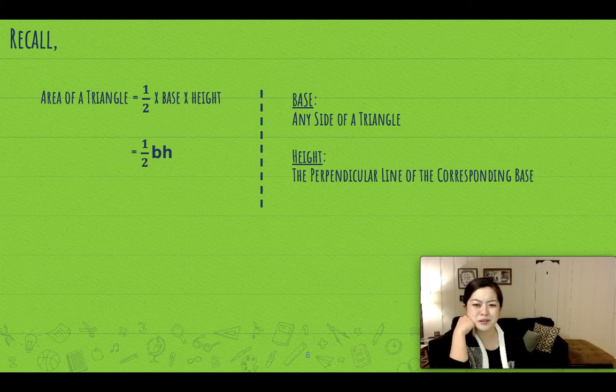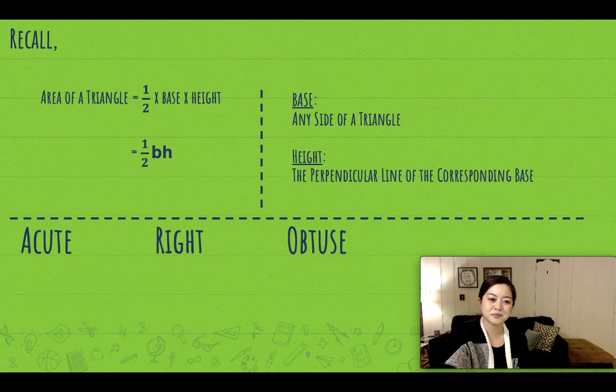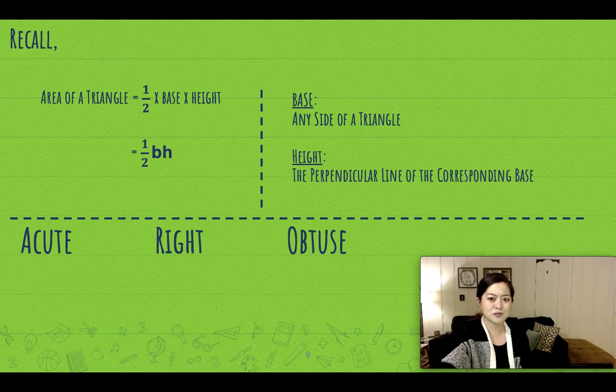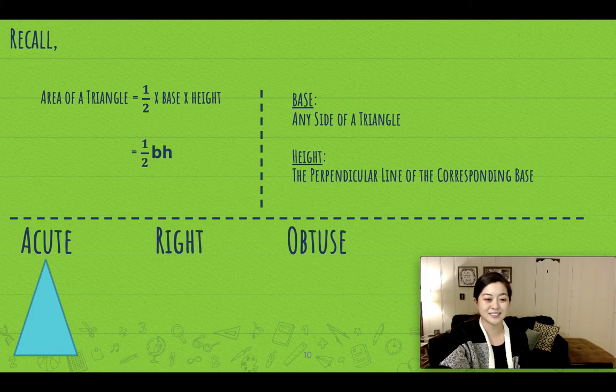Now, do you remember the 3 types of triangles we learned last time? The names of them? We learned acute, right, and obtuse. What makes an acute triangle acute? Do you remember? It makes it acute if all 3 angles are less than 90 degrees, like this.